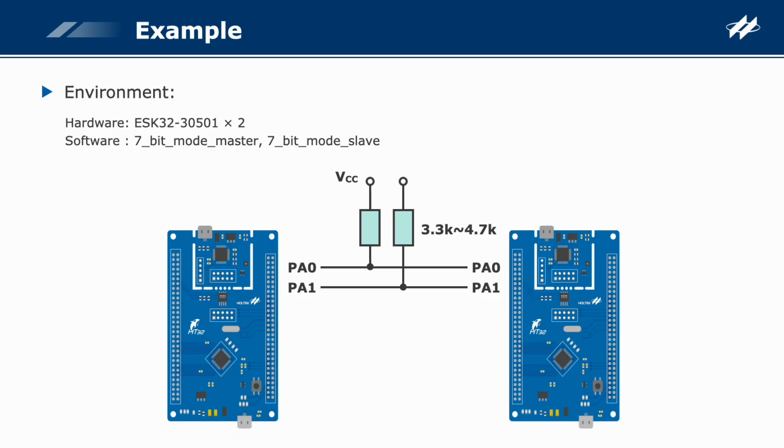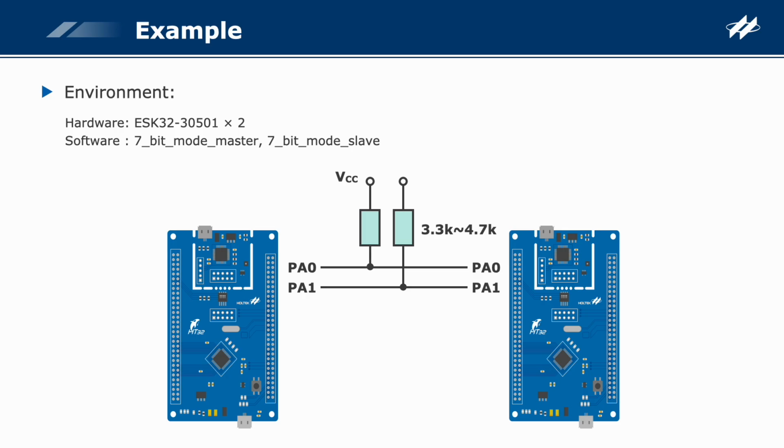2 starter kit boards must be prepared before commencing. Here, we will use the ESK32-30501 as an example. First, connect the SDA and SCL pins on the 2 boards by connecting PA0 to PA0 and PA1 to PA1. Each line must be connected to a pull-up resistor ranging from 3.3 kΩ to 4.7 kΩ.